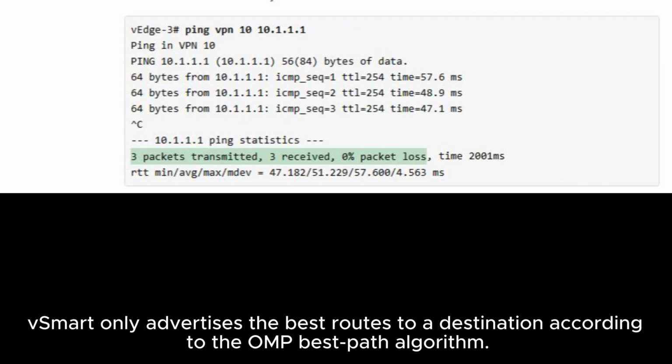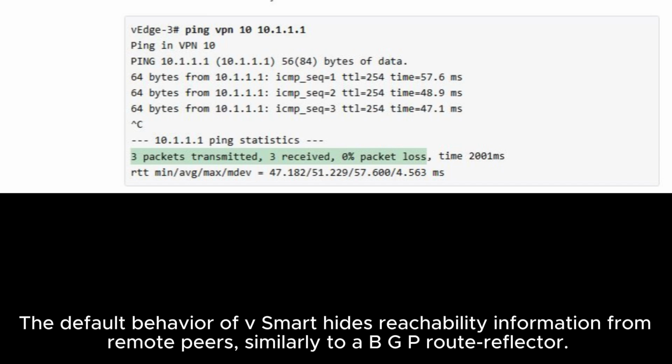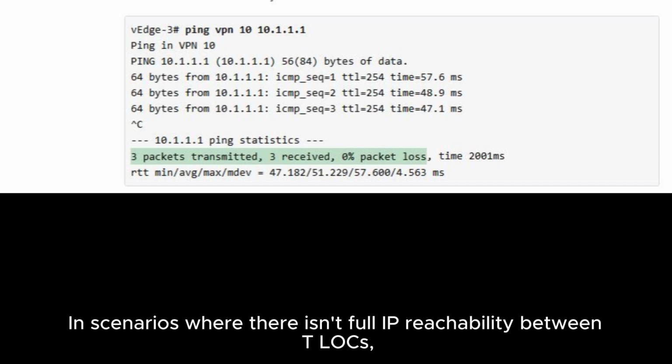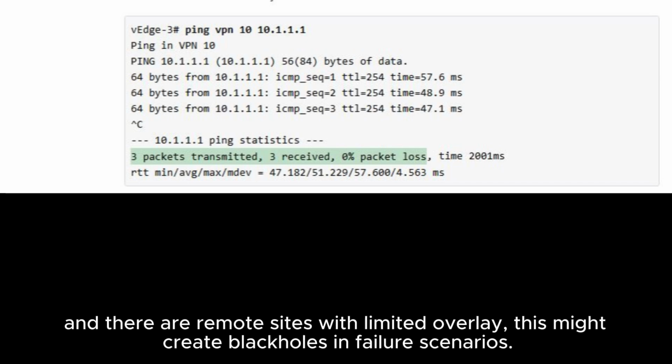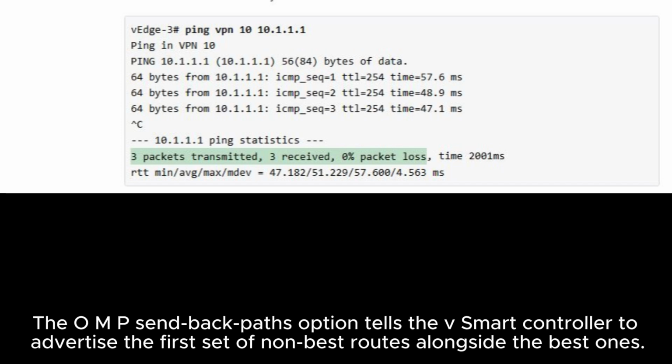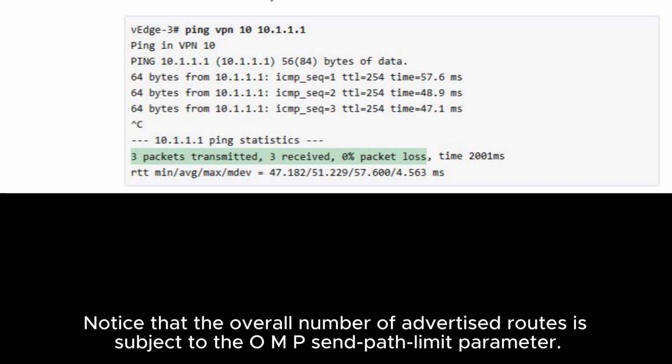Summary: vSmart only advertises the best routes to a destination according to the OMP best path algorithm. The default behavior of vSmart hides reachability information from remote peers, similarly to a BGP route reflector, in scenarios where there isn't full IP reachability between T-locators, and there are remote sites with limited overlay. This might create black holes in failure scenarios. The OMP send-backup-paths option tells the vSmart controller to advertise the first set of non-best routes alongside the best ones. Notice that the overall number of advertised routes is subject to the OMP send-path-limit parameter.